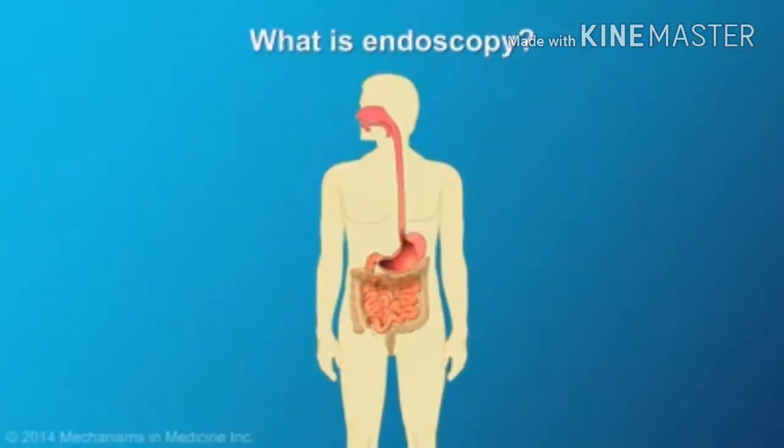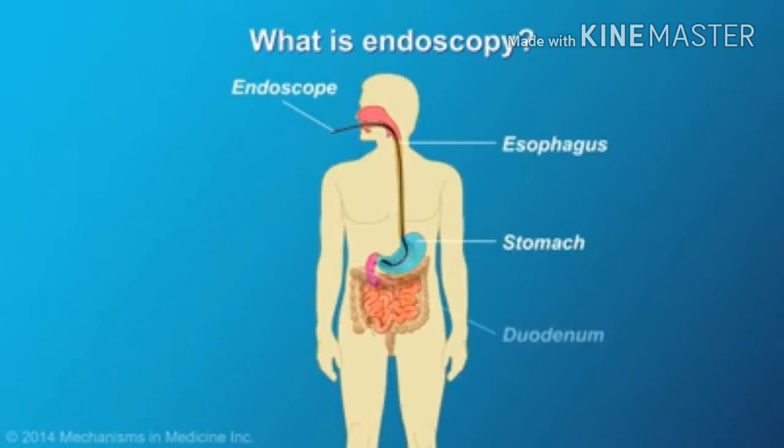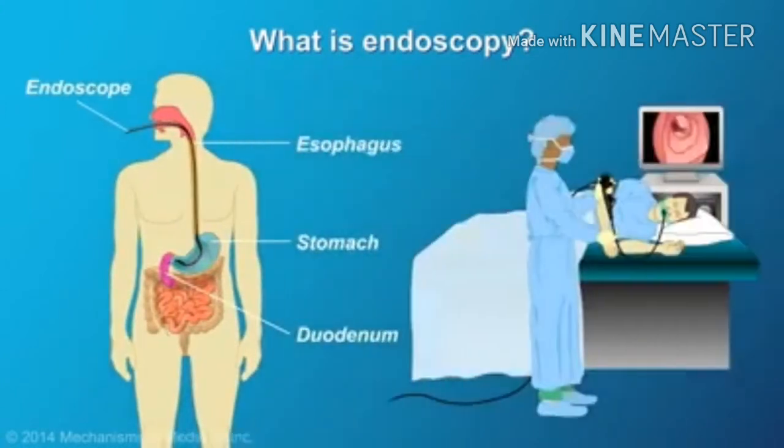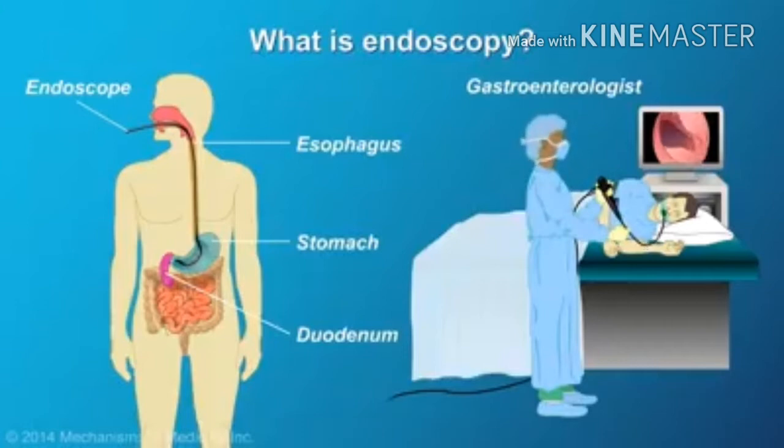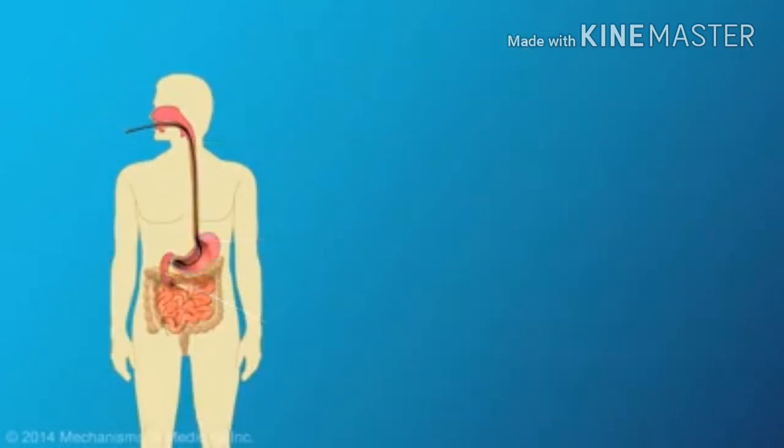Endoscopy is a medical procedure in which a flexible instrument that has a camera on the end, called an endoscope, is passed into an area of the body, such as the gastrointestinal or GI tract. Physicians specializing in diseases of the digestive system are known as gastroenterologists. Gastroenterologists use endoscopy to view the inside of a patient's body and may employ a variety of endoscopic procedures.